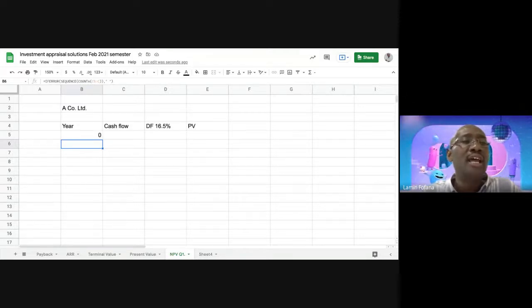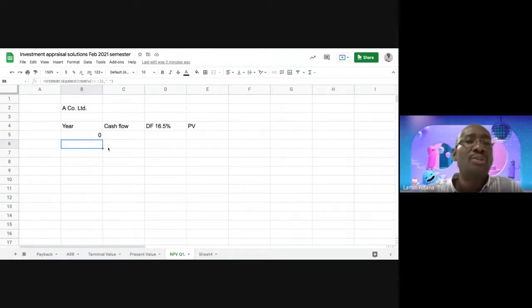The IFERROR is a function we use in a situation whereby the cells are empty, so that we don't return any hashtag errors and stuff like that. So this is the formula here. We say equals IFERROR. Then we open the bracket. We say SEQUENCE. Sequence is just from the English word sequence. If something is in sequence, that means it's in order. COUNTA means to count the number of cells and stuff like that.